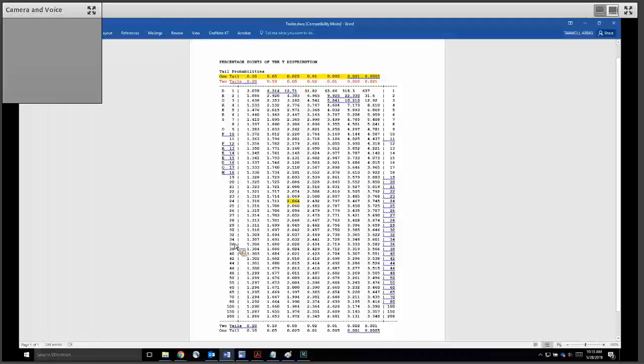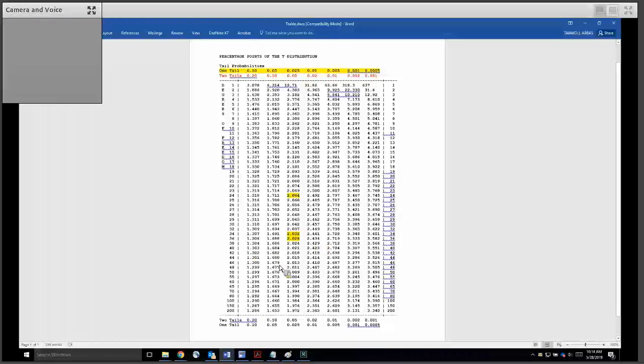In this table, there is no 35, though some tables may have it. What you can do is find the values at 0.05 for 34 and 36, because 35 is between those two values. You can take the average of these two values: 2.032 plus 2.028 divided by 2, and that gives you the value for 35 degrees of freedom.